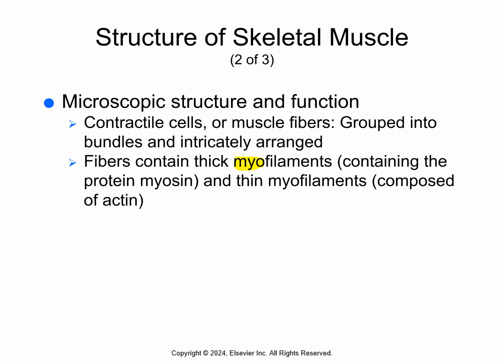And if you look at letter A, it's showing that they contain protein. The thick filaments are made out of a protein called myosin. So now we're getting deeper into the cellular level, and the thin ones are composed of actin. So you're going to have a myosin and an actin, or a thick and thin filament.